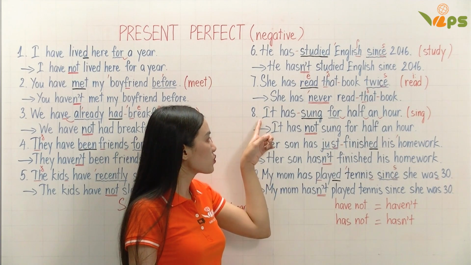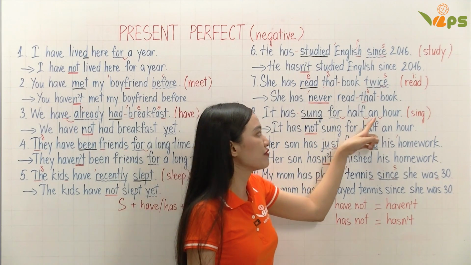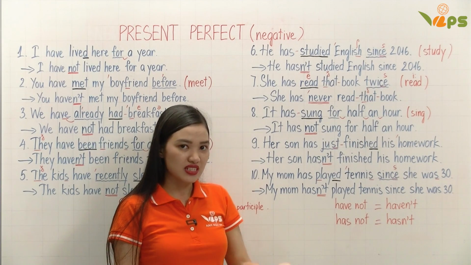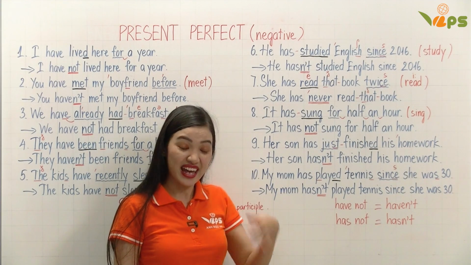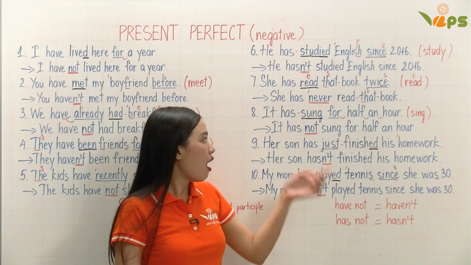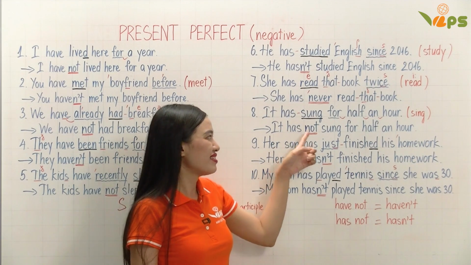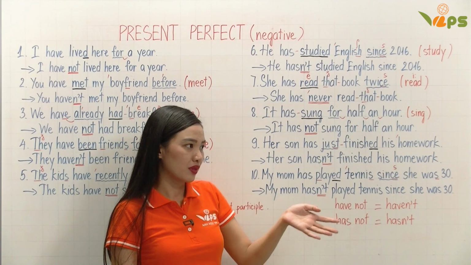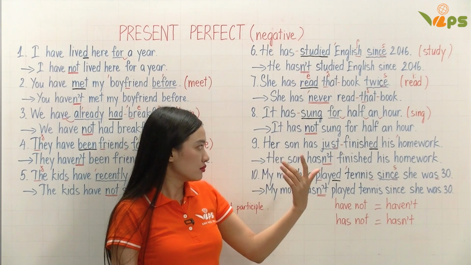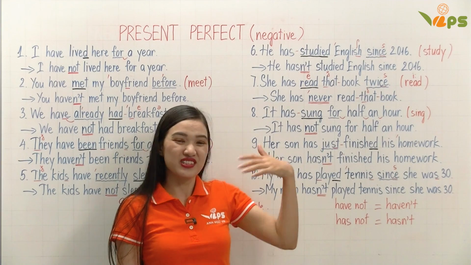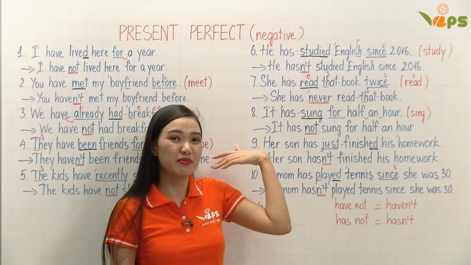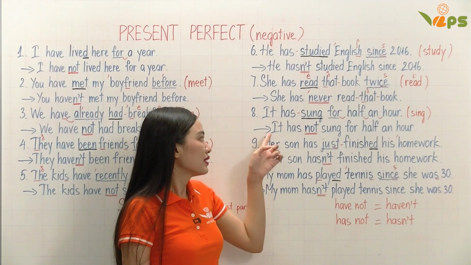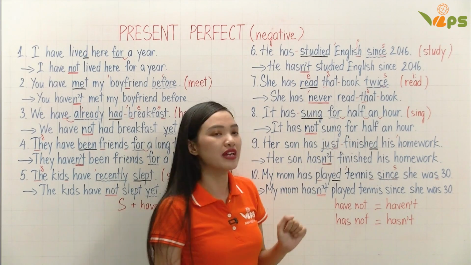Okay. The first one, it has sung for half an hour. Half an hour ago, the bird started singing, and now it's still singing. But for this one, it has not sung for half an hour. That means the bird sang before, but 30 minutes ago, it stopped singing, okay?